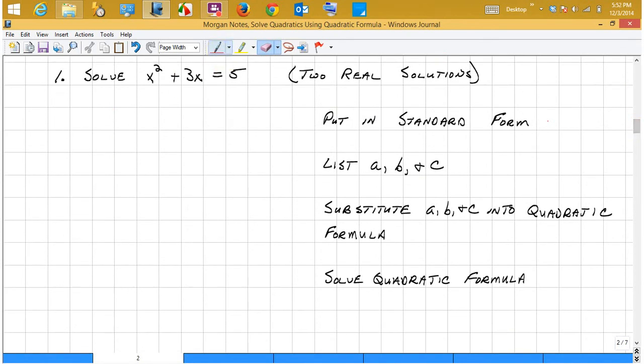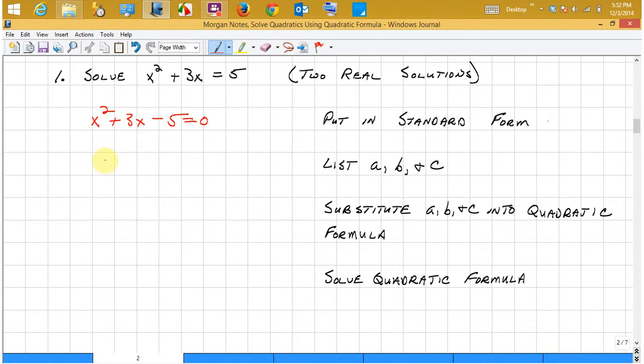So the first thing I'm going to do is make sure that this equation is in standard form. To do that, I'm going to move the 5 over by subtracting 5 from both sides. So I'm going to have x squared plus 3x minus 5 equal to 0. And then I'm going to list the a, b, and c because I don't want to always keep a lot of stuff in my memory.